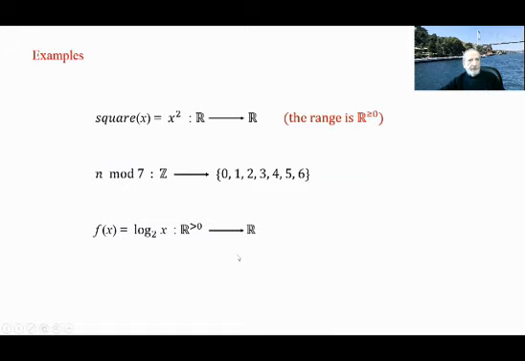Here are some other examples. Square of x, as x squared, is a function from R to R. The range is the set of non-negative real numbers. Here is another function, n mod 7. It's a function from the set of integers to this set. This is the remainder of the division when you divide n by 7. So the remainder will be 0, 1, 2, 3, 4, 5, or 6.